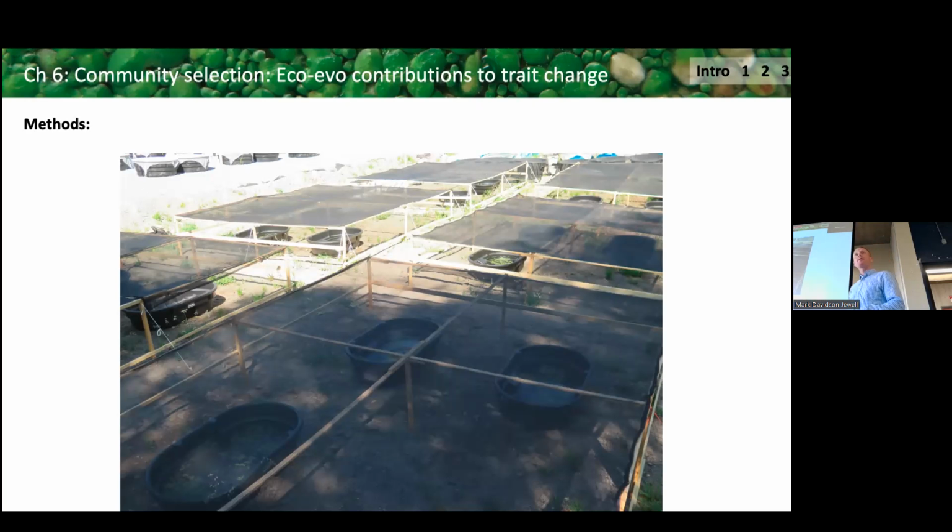So we have a 3x3 gradient of low, medium, and high light and nutrients. So we have 9 different environments. 8 of these environments are modified. 1 of them is designed to mimic the environmental conditions of the natural source population. So this is our original environment with the ancestral community. So we essentially then did this community selection experiment 8 different times for 8 different environments and then took the mean, because we're not interested in one specific set of environmental conditions.